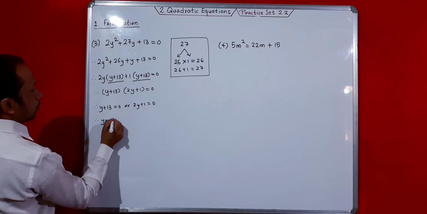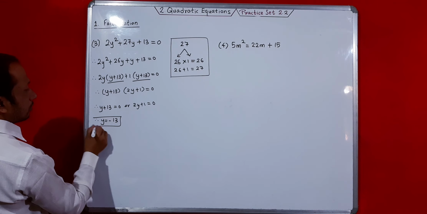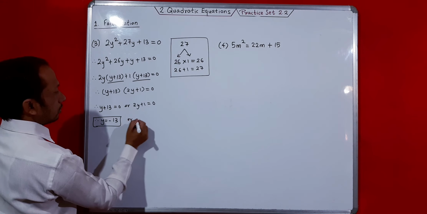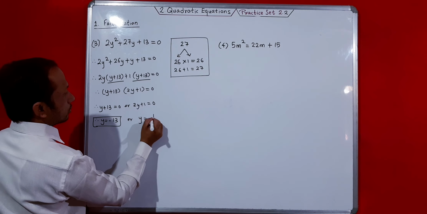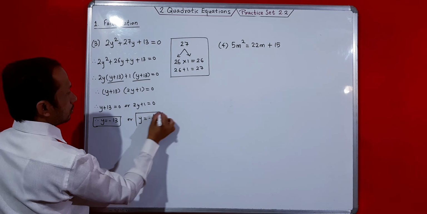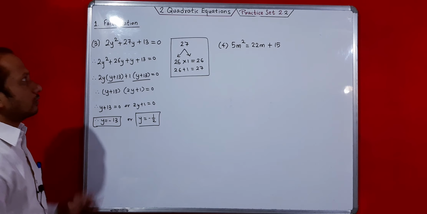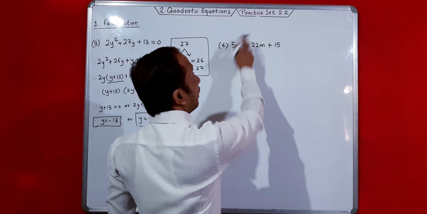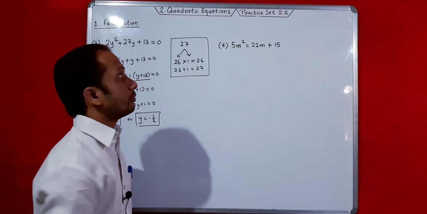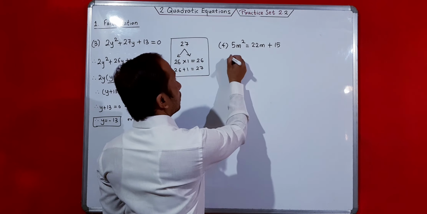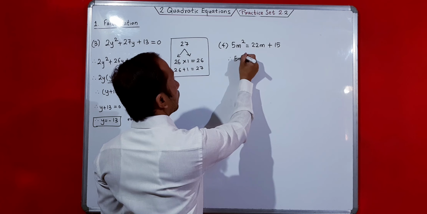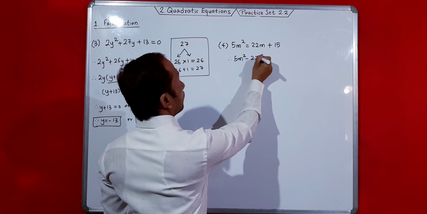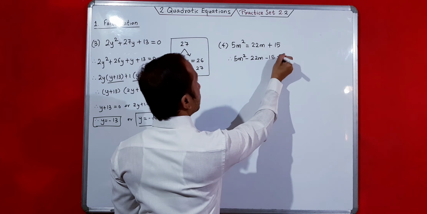Therefore y is equal to minus 13, or y is equal to minus 1 upon 2. Okay, so these are the factors. Okay, so this is the equation number 3, and now come to equation number 4. Okay, 5m square is equal to 22m plus 15 is given. Just convert this. Therefore 5m square minus 22m minus 15 is equal to 0.